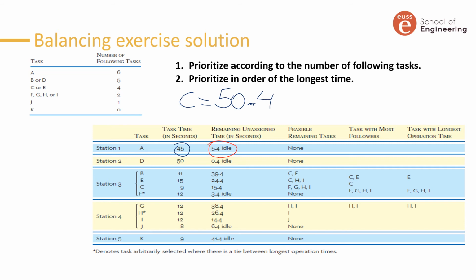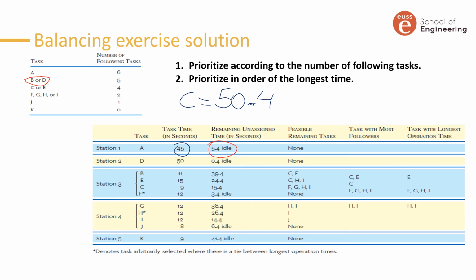So my question, we still have this 5.4 seconds, sorry. Is it possible to assign more tasks? Let's see. The next tasks that are in our priority are tasks B or D. If we go back to the graphical explanation of the tasks or the table, we'll see the task time of each of these. B is 11 seconds and D is 50 seconds.